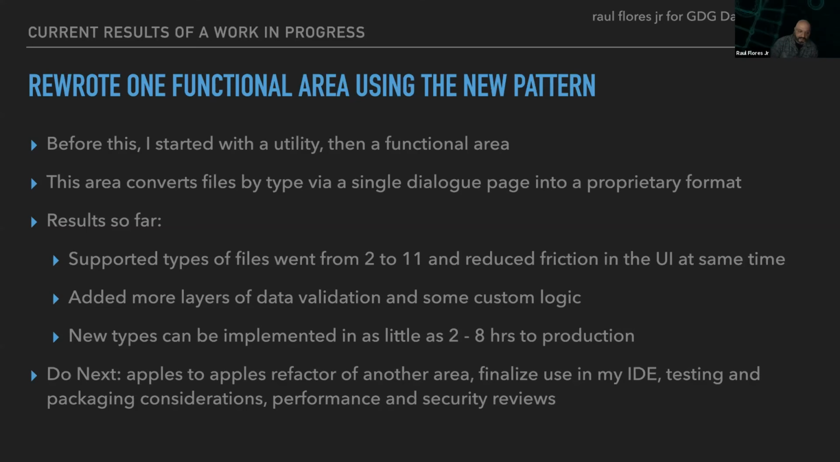I had an area that converted files by type via a single dialog page into a proprietary format for a use case in something that I'm working on. And I went from supporting 2 types to supporting 11 types. While I was in there, I reduced some friction in the UI at the same time. I ended up adding more layers of data validation and even some custom logic depending on the type. And then I found that I could implement a new type in 2 to 8 hours to production.